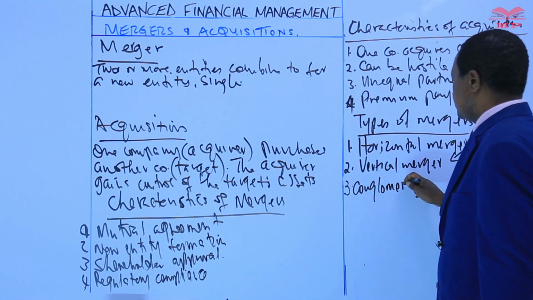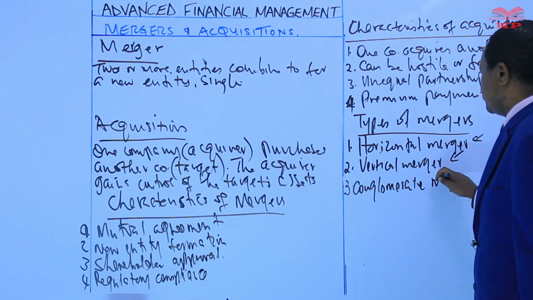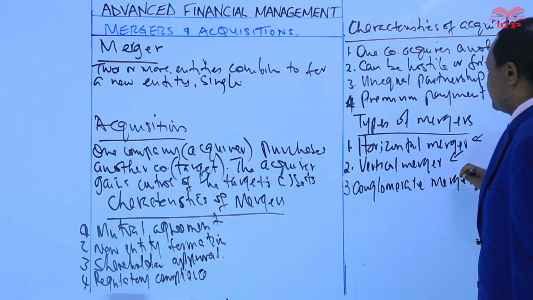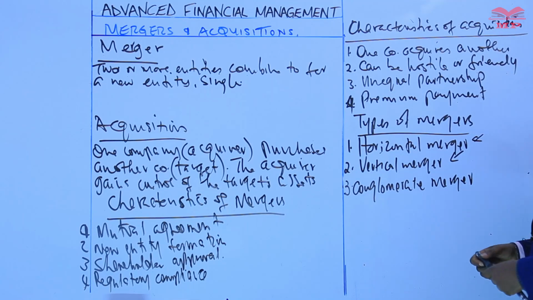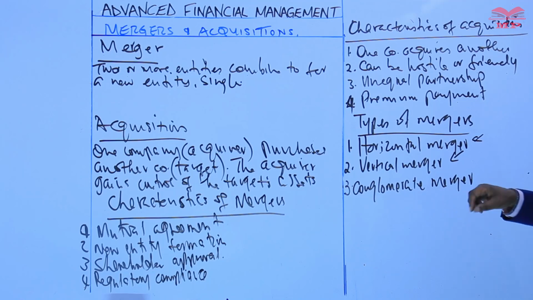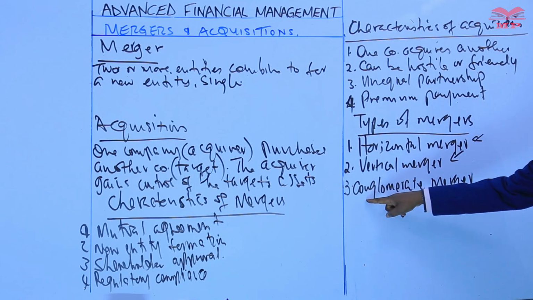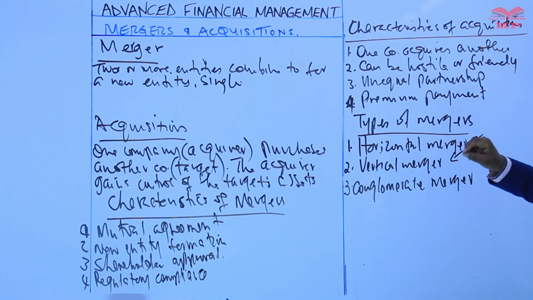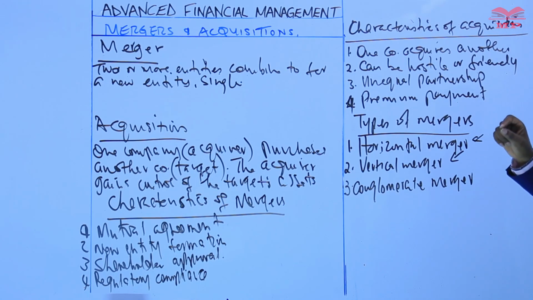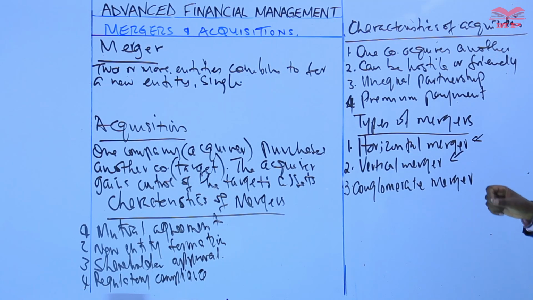Conglomerate merger. Now, a conglomerate merger is where companies in unrelated industries merge. Companies operating in unrelated industries, that is a conglomerate merger. For example, a technology company merging with a healthcare company.